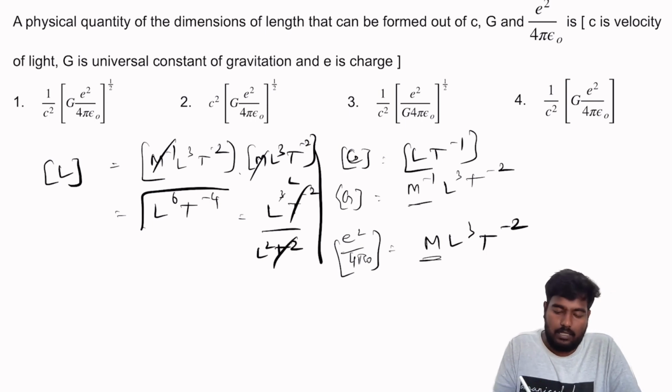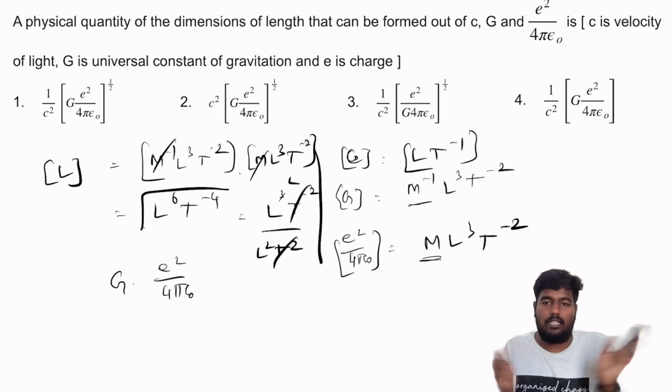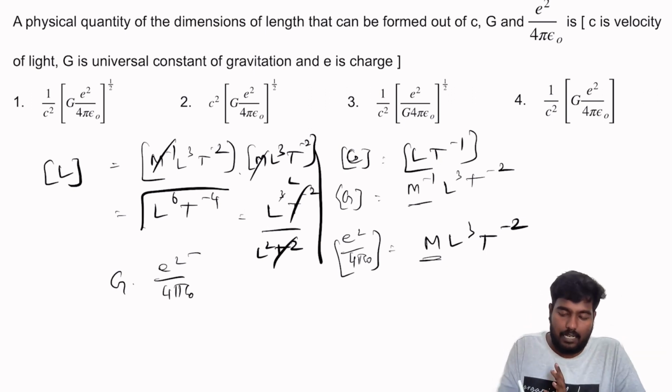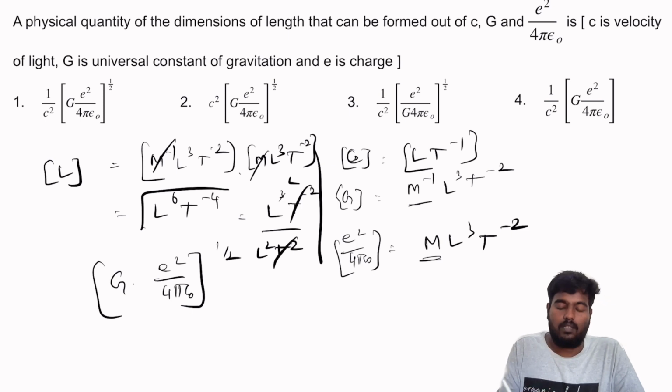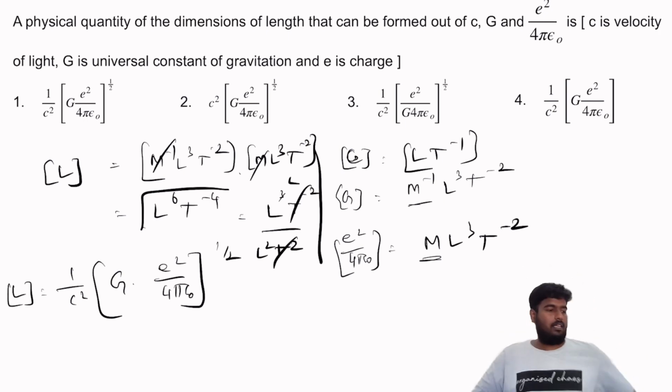So what I am doing is multiplying G and E square by 4 pi epsilon naught. To get the M cancelled, I'll get only L power 6 and T power minus 4. Then I'll take the square root of them and divide by C square. So I will get the length. So this is how you have to practice qualitatively.